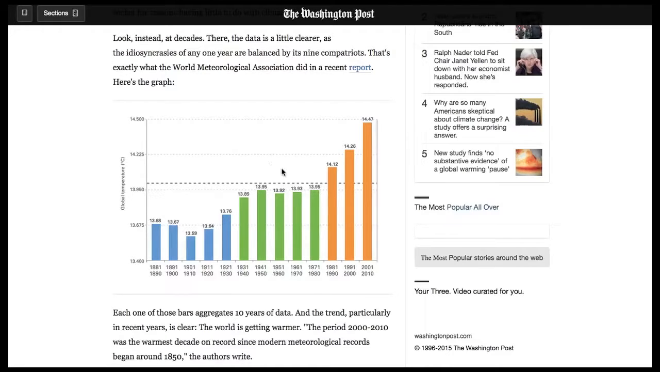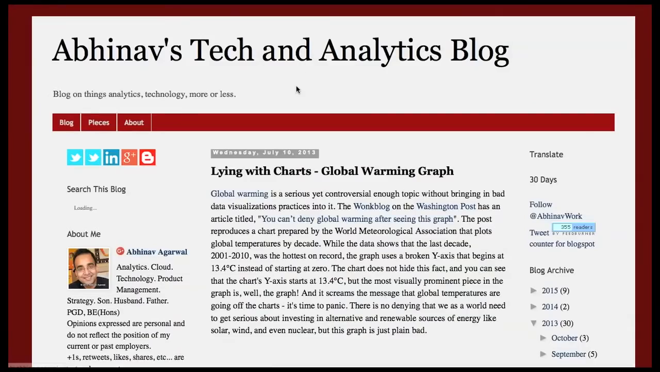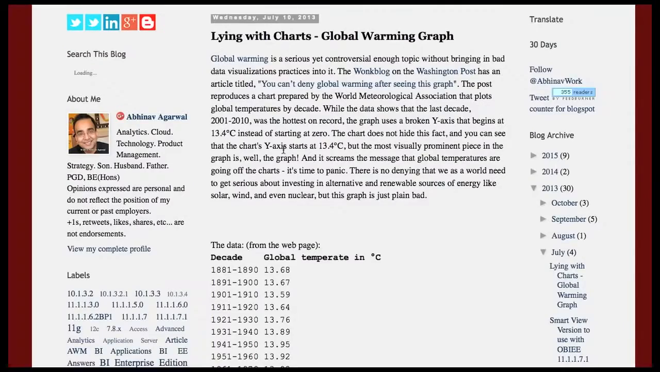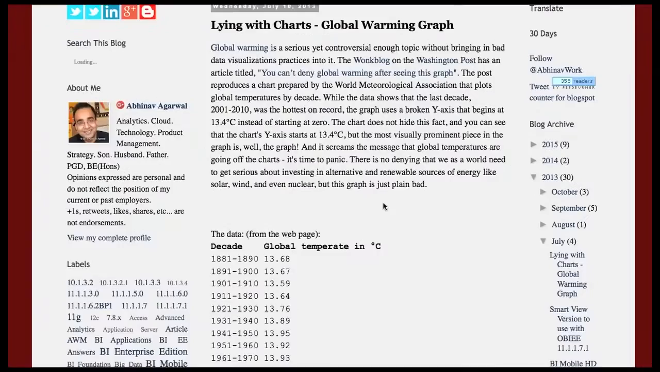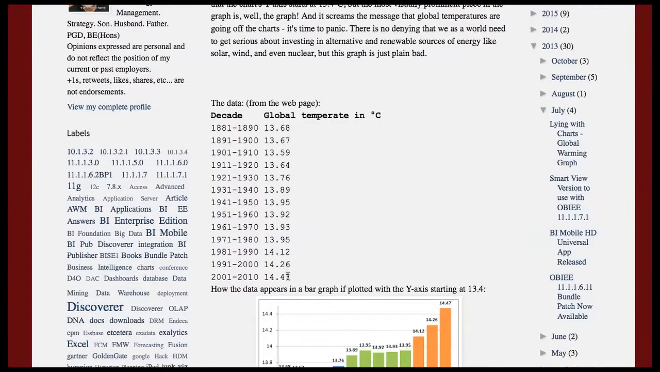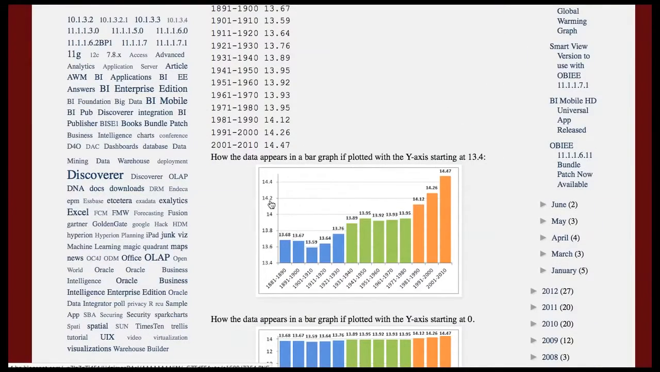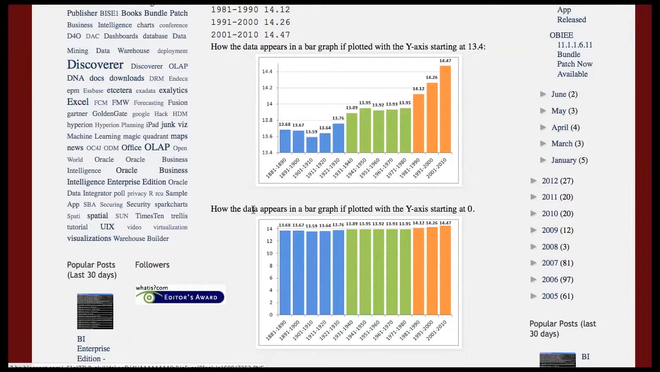So what happens if you plot this on an actual bar graph, in the way that it's supposed to be shown, from the bottom of the y-axis? Well, here's a blog that did exactly that, took the exact same data from the WMO report and plotted it this way. Here the data appears in a bar graph if plotted with the y-axis starting at 13.4, and here's the chart they showed. Here the data appears in a bar graph if plotted with the y-axis starting at 0, and this is actually what they're talking about. Which, again, is the same data, but it looks different.